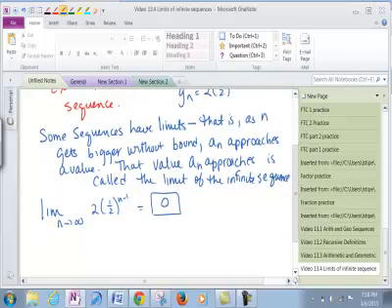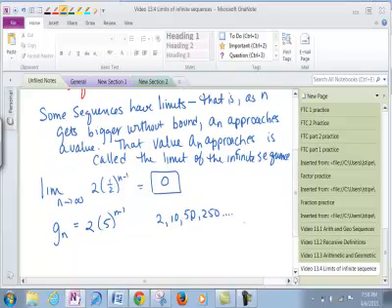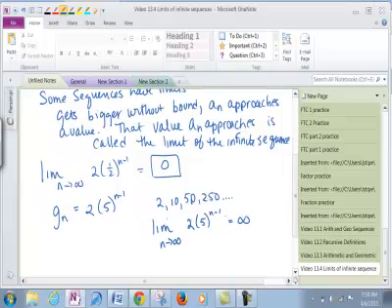Now, some sequences do not approach a value like that. Let's go ahead and look at this geometric sequence. This time, instead of multiplying by 1/2 each time, we're going to multiply by 5. And so the first few terms are 2, 10, 50, 250, and we get the idea with the dots at the end. It's an infinite sequence and it continues to get bigger, and so we would write that the limit as n goes to infinity of this sequence would be infinity, because the terms are getting bigger without bound.